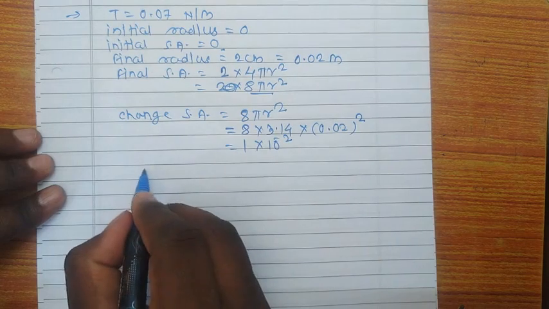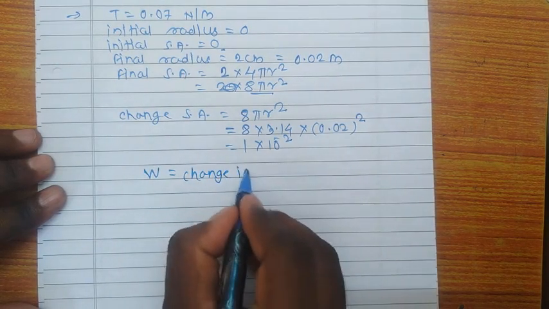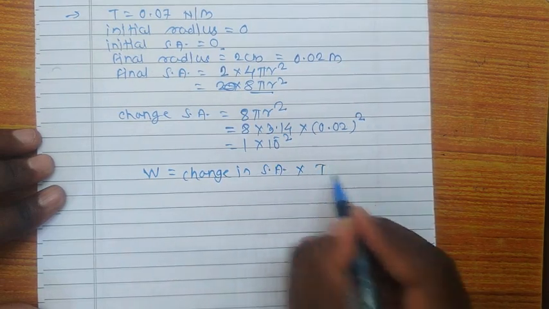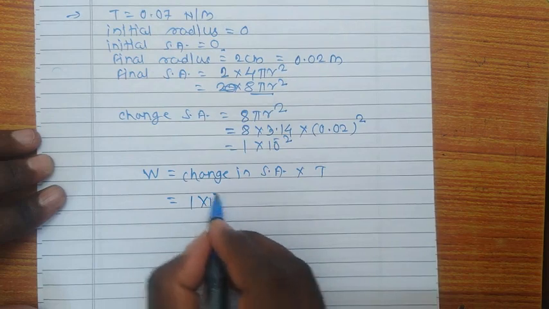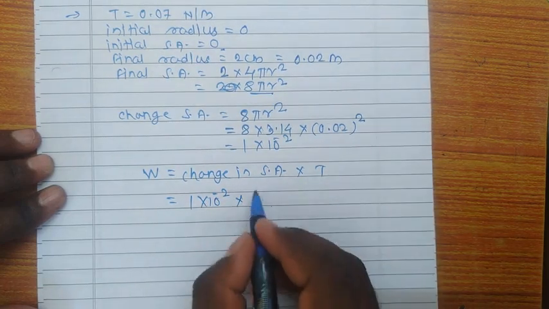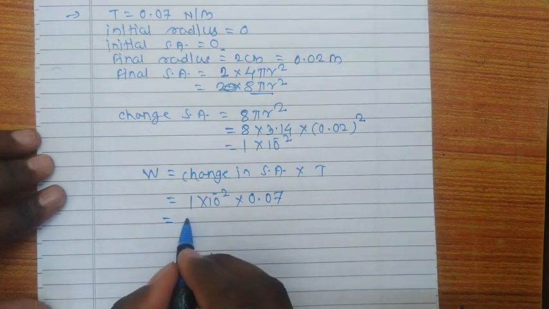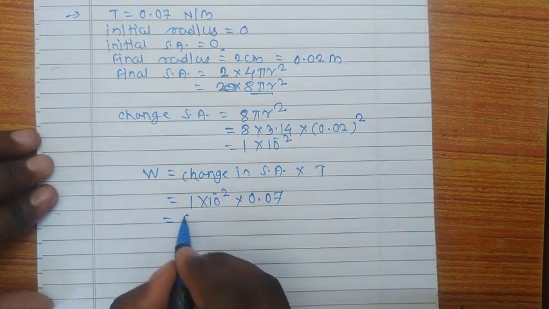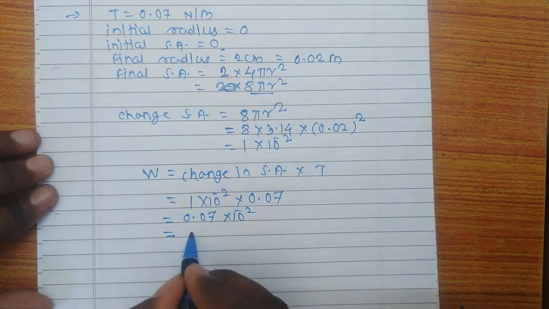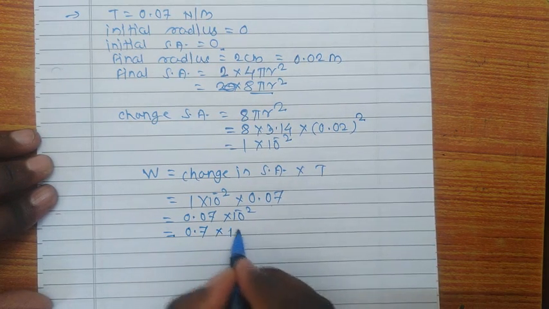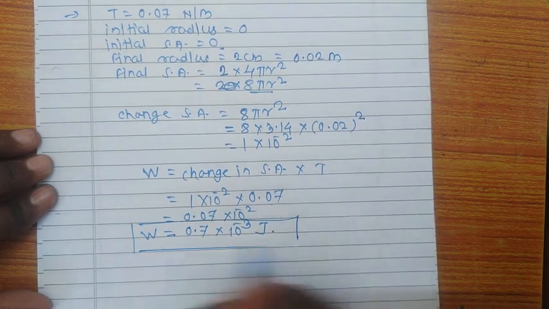Now what is the work done? Work done W is equal to change in surface area multiplied by surface tension. So what is the change in surface area? 1 into 10 raised to minus 2. What is surface tension? 0.07. So final answer is going to be 0.07 into 10 raised to minus 2, which will be equal to 0.7 into 10 raised to minus 3 joule. This is going to be the work done.